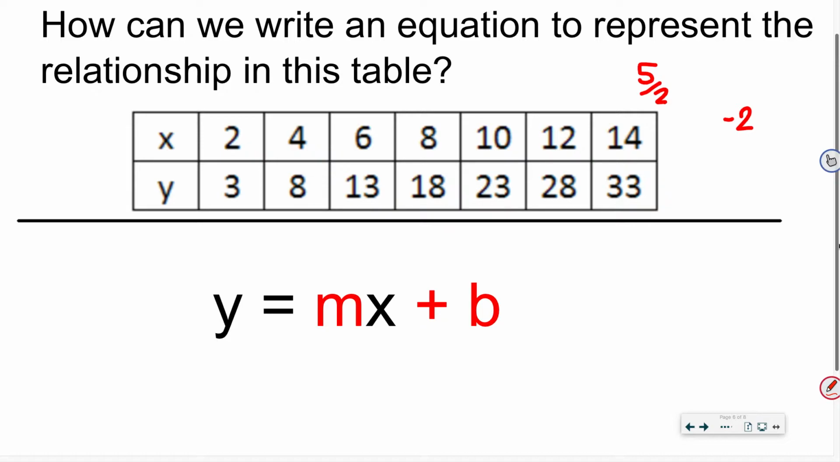Zara, what do you got? Y equals 5/2 minus 2. Oh, 5 halves x. There you go. Good. That's the equation that represents this table. Fantastic. Excellent.